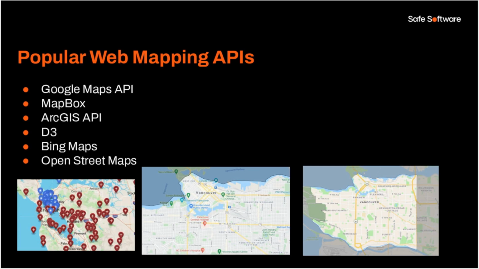There are many popular web mapping APIs available. Looking at our slide here from left to right, we have a Mapbox example where data can be streamed directly to the map. Next, we have Google Maps example, which I'm sure you're all familiar with. And finally, we have an example from ArcGIS API. If you want to see more examples of web mapping, we have many online at safe.com/demos.